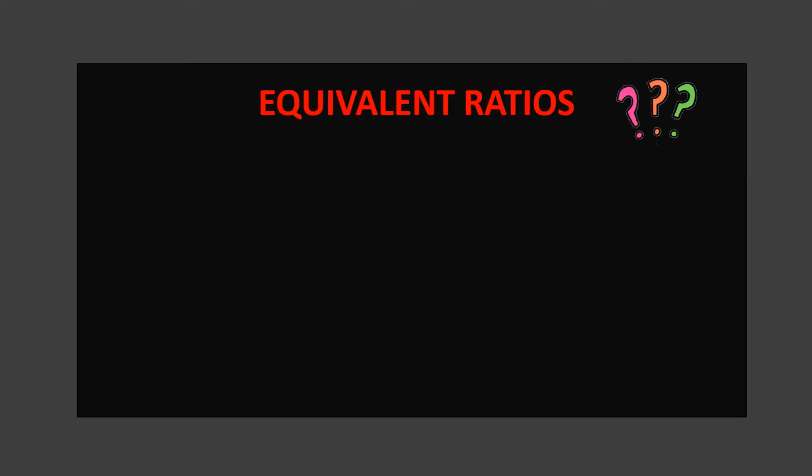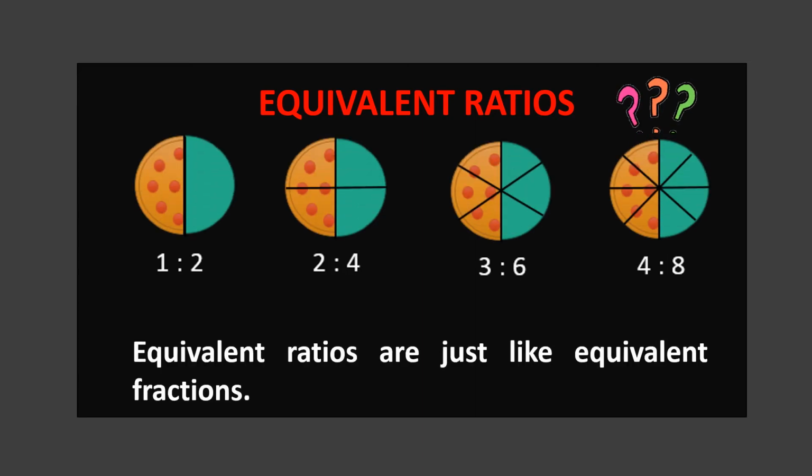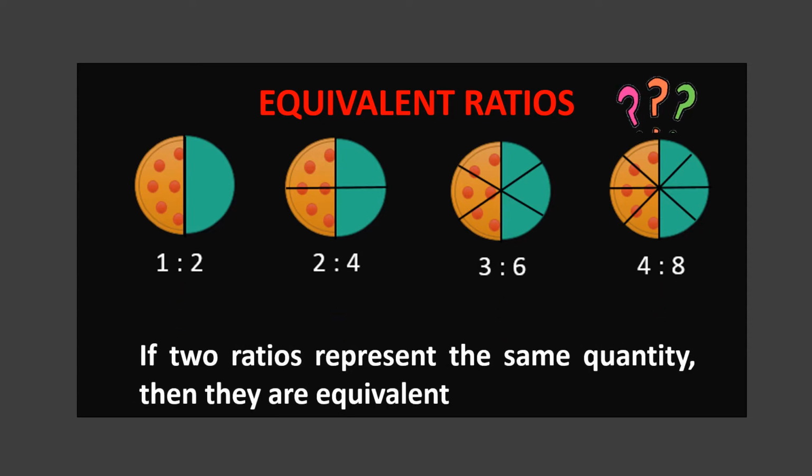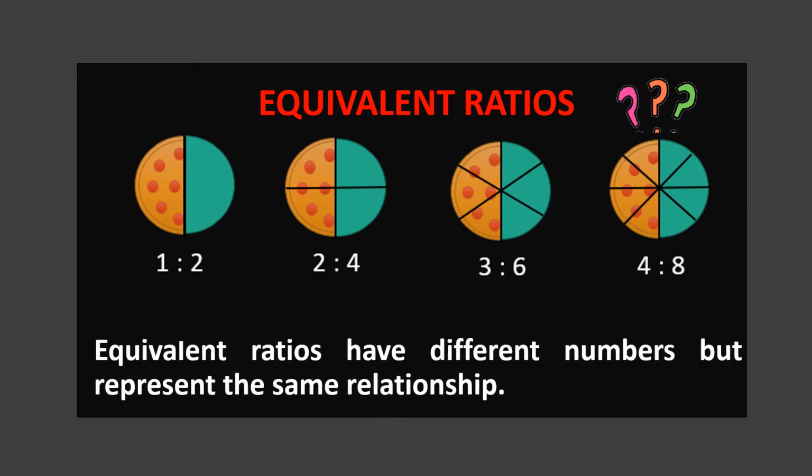Now let's check what is equivalent ratios. Equivalent ratios are just like equivalent fractions. You can write it as a fraction just like this. The first term goes to the numerator and the second term goes to the denominator. If two ratios represent the same quantity, then they are equivalent. Now children, we can simplify the ratios given here, and when we simplify it, we get 1:2. That means they represent the same quantity, which is half of the pizza eaten. Equivalent ratios have different numbers but represent the same relationship, as you can see from the diagram.